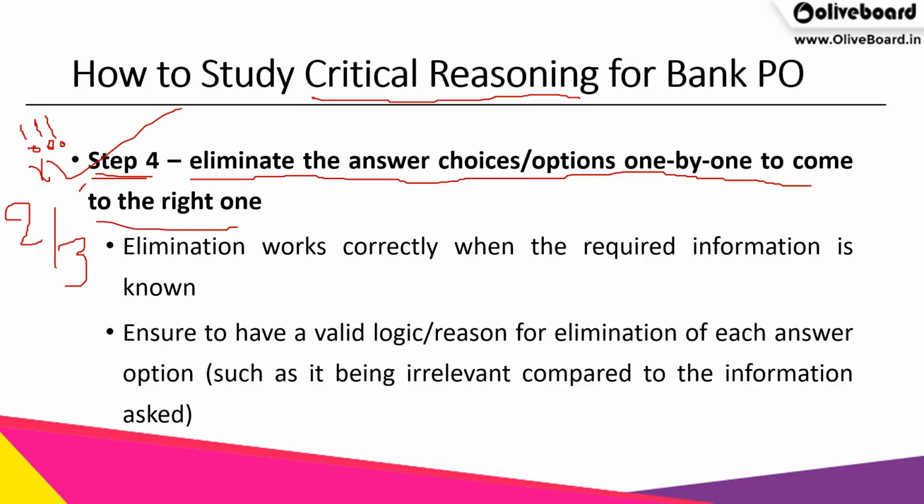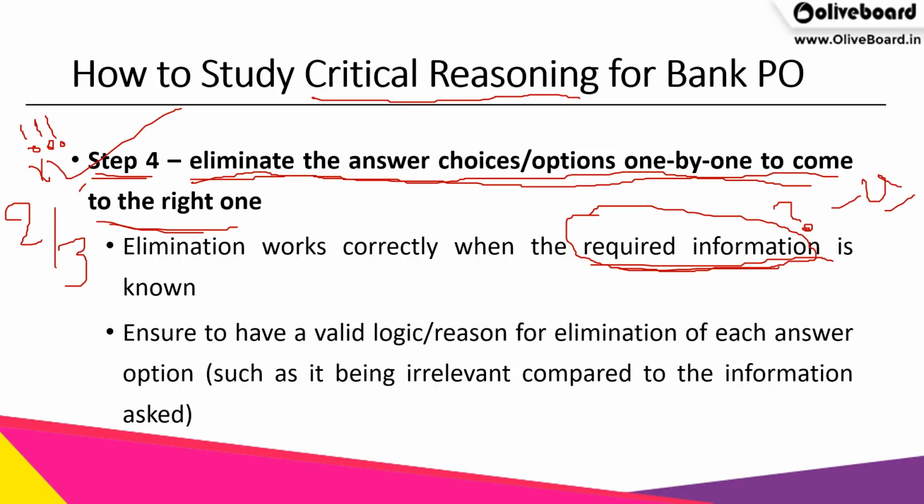So what do we do here? We eliminate the answer choices one by one to come to the right one. Now as I said, you know what is the required information. You already know that. So what can you do? Then definitely you can eliminate the options which are not relevant, because if you know what is required, you will also know what is useless, right? If you know what is required, then definitely you will also know what is not required. Correct? So that is why you start with the elimination process.